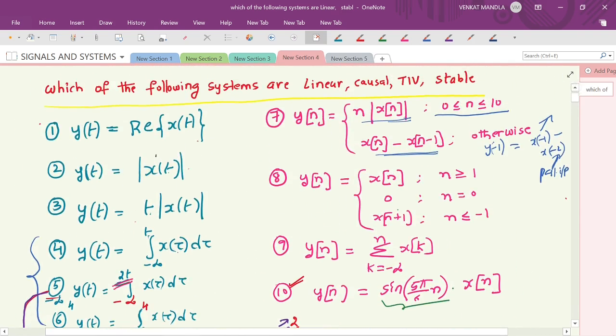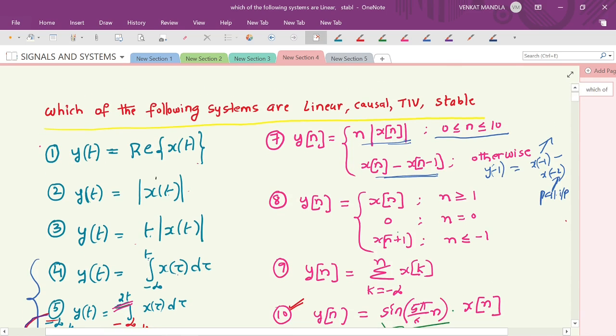I'll explain this just by seeing the question itself. y(t) equal to real part of x(t). So there are no past inputs here, right? We already checked all these conditions, the past inputs also. y[0] equal to real part of x[0], y[1], x[1], y[2], x[2]. Only present inputs. There are no past inputs. So there is no memory. There is no memory means the system is static. This is static or memoryless.